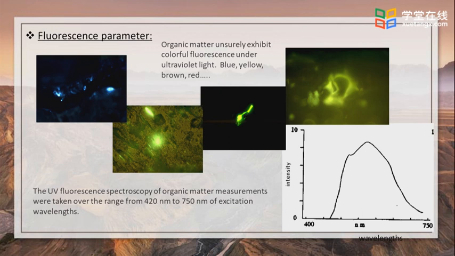The UV light fluorescence spectroscopy measurement uses a wavelength of 420 to 750, and this wavelength is used to reflect the thermal maturity. So to use the two methods of identifying the thermal maturity, which is from the color and also the spectroscopy, wavelength is a good and effective method.